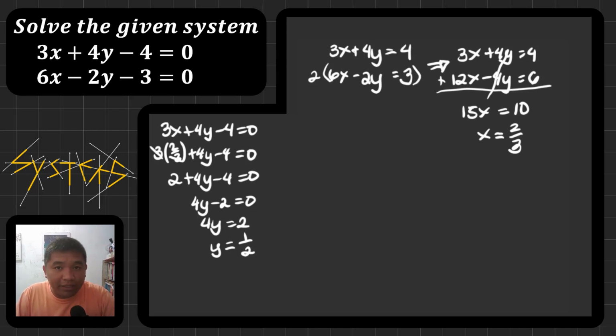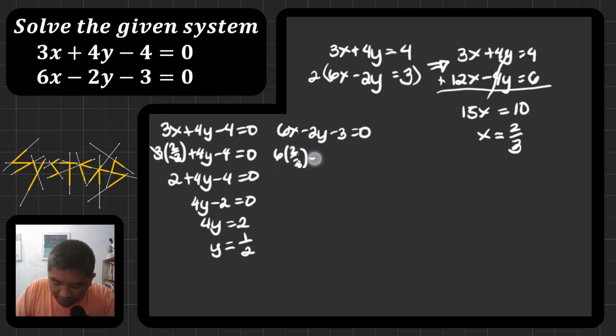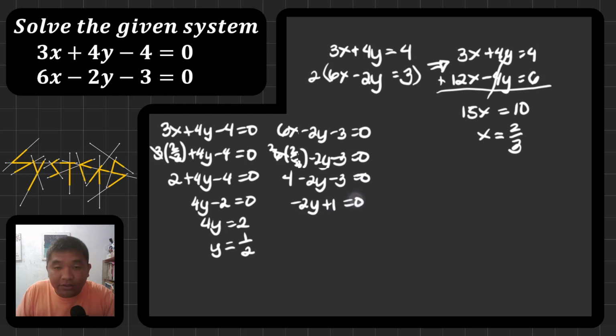You don't need to worry about this much, but this is just a practice so that you would be really sure about your answer. Your second original equation is 6x minus 2y minus 3 is equal to 0. So you have 6 times 2/3 minus 2y minus 3 is 0. You divide that, that's 2, right? 2 times 2, you will have 4 minus 2y minus 3 equal to 0. You will have negative 2y plus 1 equal to 0. Subtracting both sides by 1, negative 2y is equal to negative 1. Dividing both sides by negative 2, you will have a result of positive 1/2.